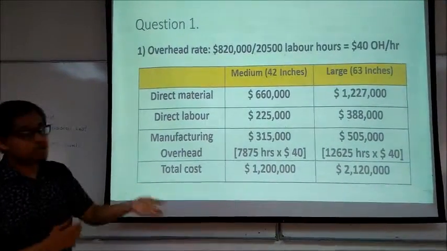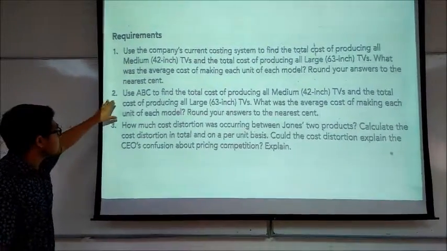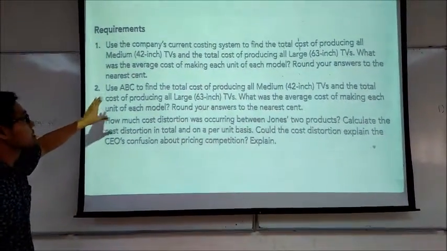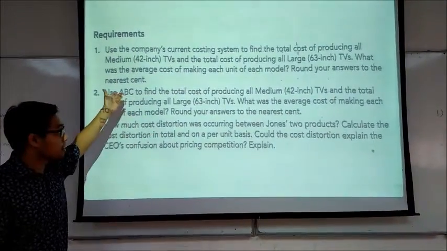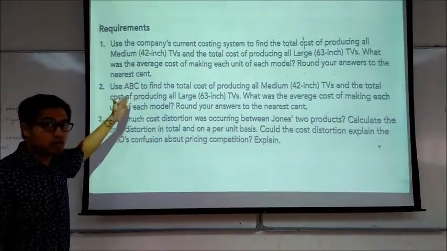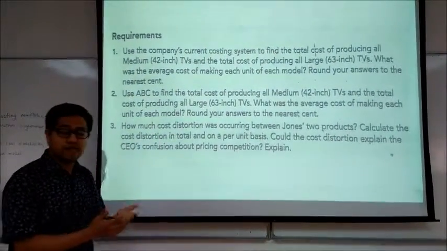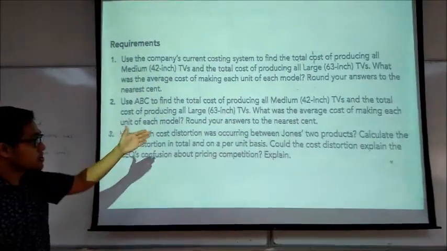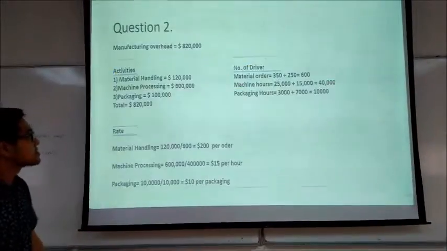So going to the next question. This second question is talking about ABC. This time, instead of using the previous costing system, we will use ABC to find out what the cost structure and cost figures actually are for both types of TV, and what the average cost is. So going to the calculations.